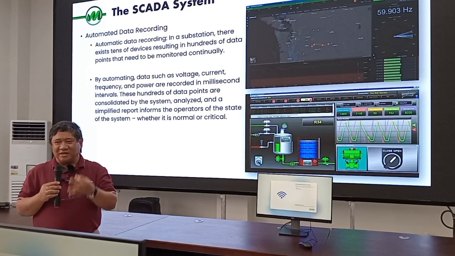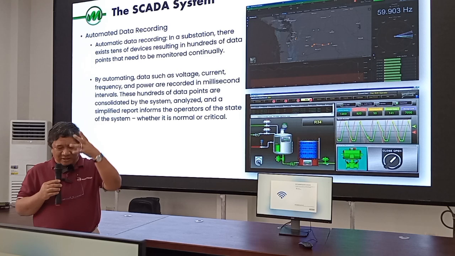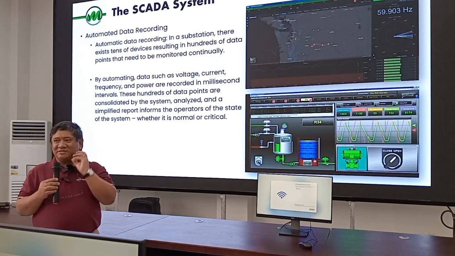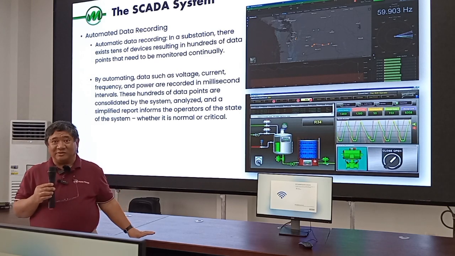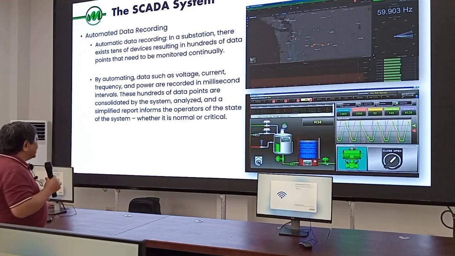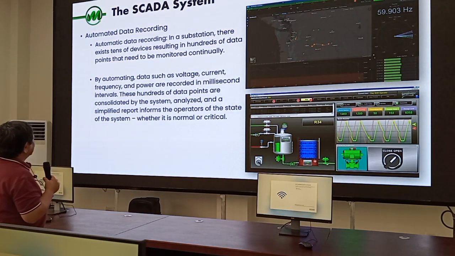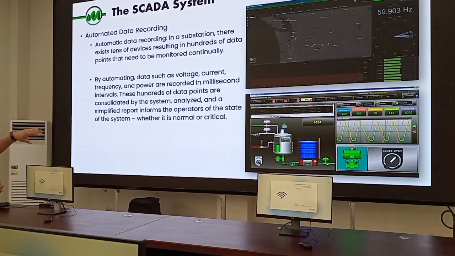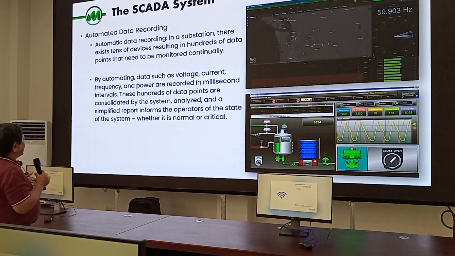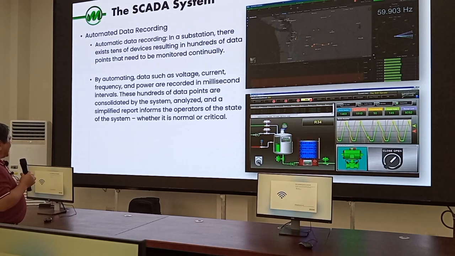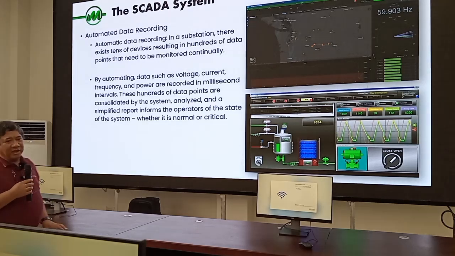Voltage, frequency, and other factors by the millisecond, by mere sitting down. So that function is now being done by the SCADA system. The hundreds of data points that need to be monitored continually, such as voltage, current, frequency, and power, are recorded in millisecond intervals. These hundreds of data can be analyzed and turned into a simplified report for the operator.